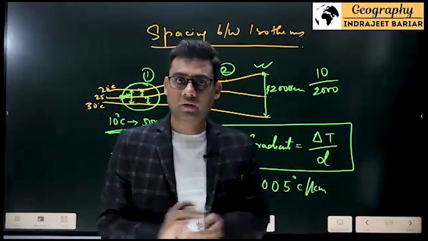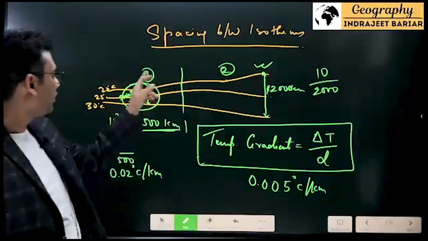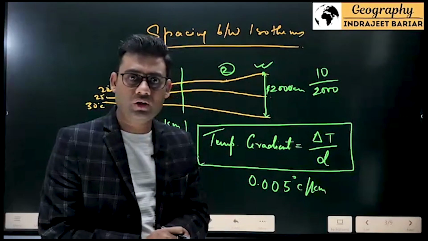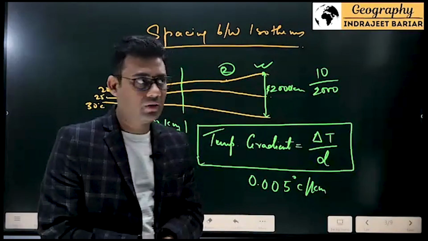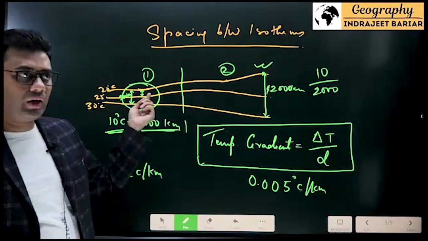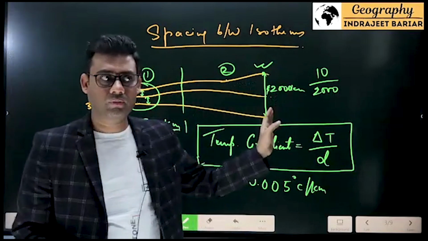First one. Which one should be land and which one ocean? First should be land. One should be land because land responds very quickly to any changes in the insolation. Its specific heat is less. Therefore, here the temperature changes would be very rapid compared to the ocean.